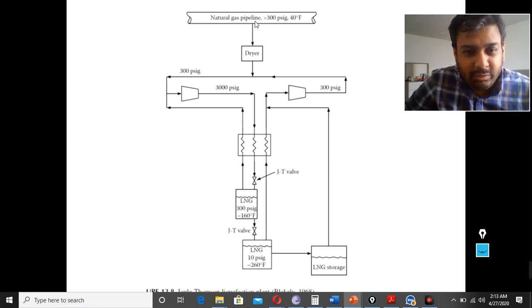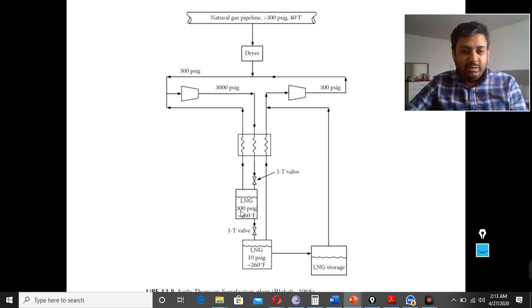This is another process from the natural gas guideline. We have the JT valve here already, and we have minus 161. Here are the heat exchangers, and we have compressors here, and then we get the LNG storage. Here you can see the pressure is 300 psig, and here the pressure is 10 psig. From here to here we use the JT valve and reduce the pressure from 300 to 10 psig, and the temperature from minus 1 degree Fahrenheit to minus 2 degree Fahrenheit, and then we store it.